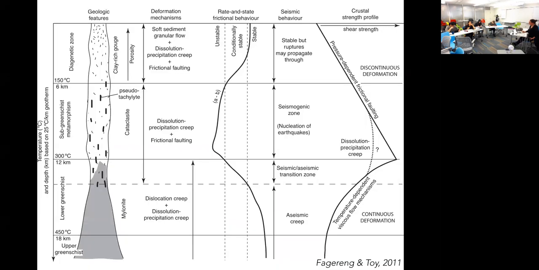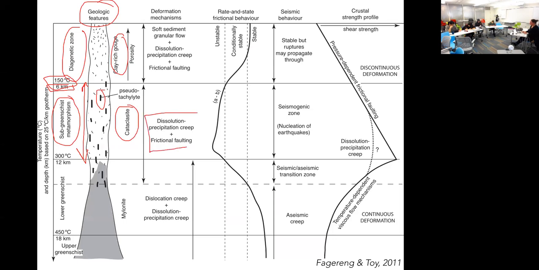that we've talked about. Diagenesis, clay-rich gouge at the shallow layers going down to about 150 degrees, which in a continental fault like the San Andreas would put you at about 6 kilometers. Then we get into the seismogenic zone, where they've drawn it down to about 300 degrees. Pseudotachylyte, which we'll talk about in the next section, sub-greenschist metamorphism, as we saw in the metamorphic diagram, and cataclasite. Here we have frictional faulting with dissolution, precipitation, and creep as the major deformation mechanisms.